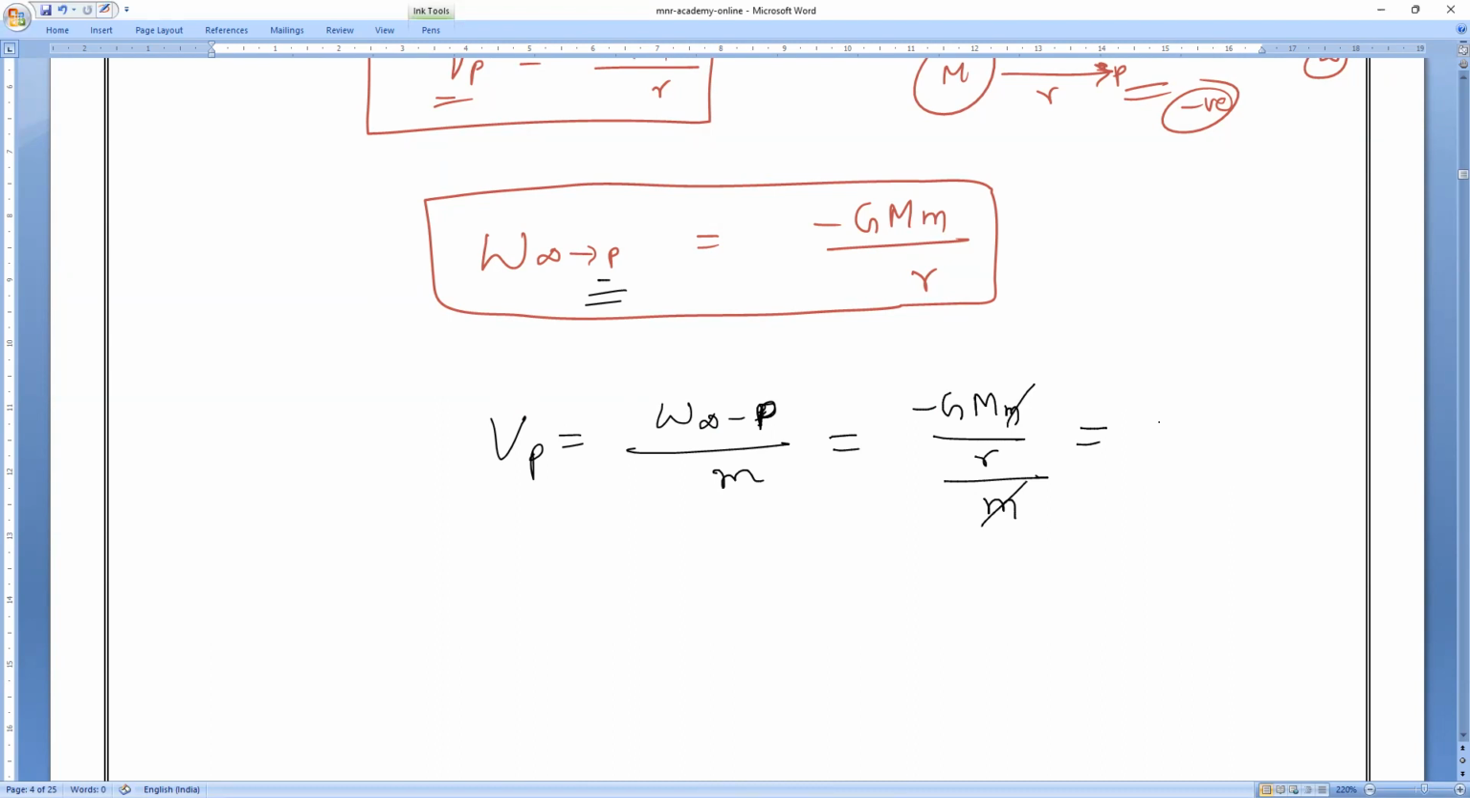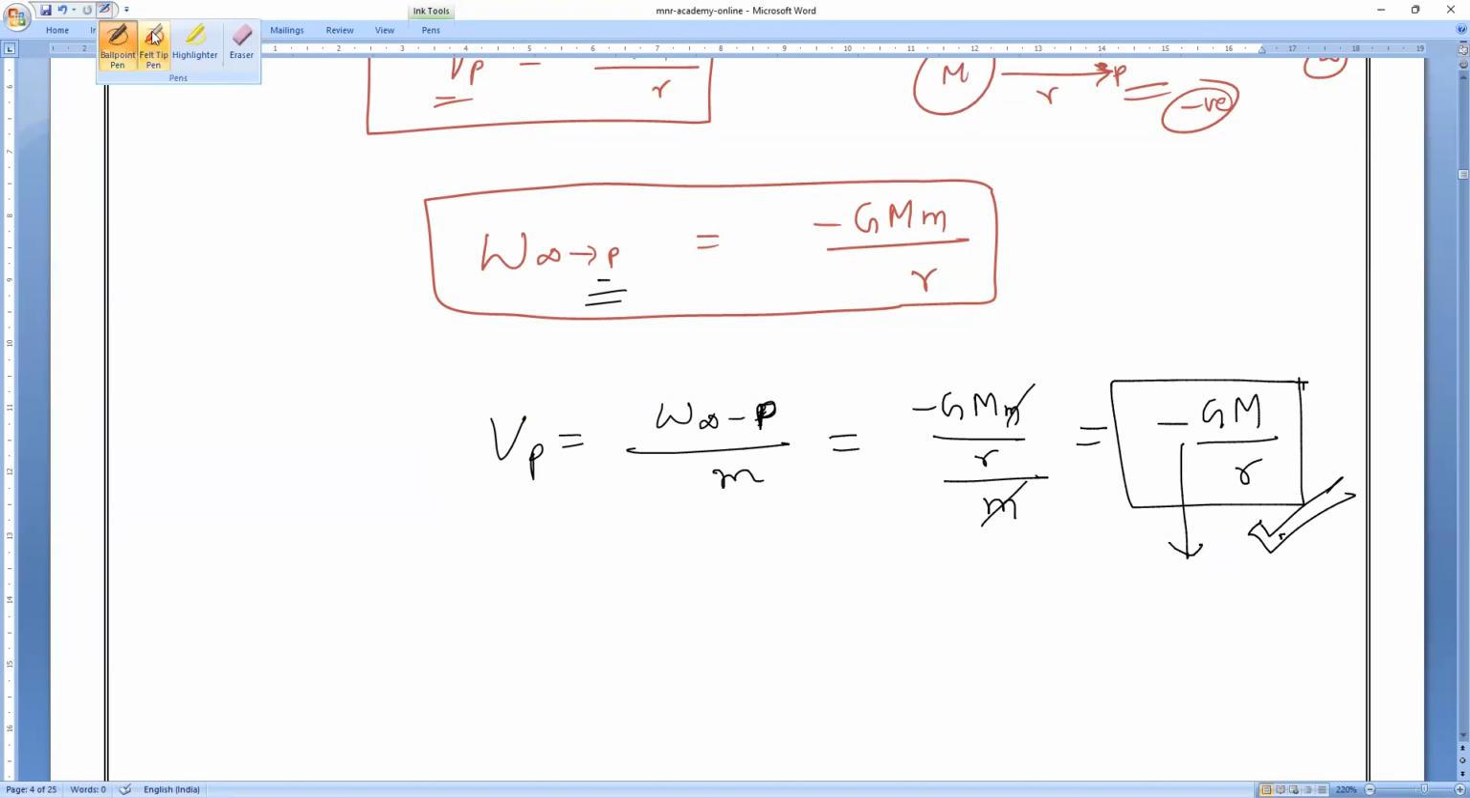So mm will get cancelled. So what is the formula? Minus GM divided by R. So here, the minus is indicating what, everybody? The minus is indicating the opposite direction. So that is what you have to remember.